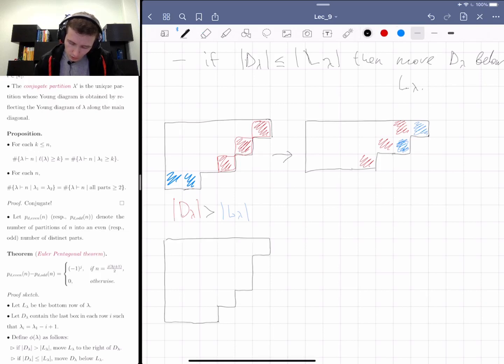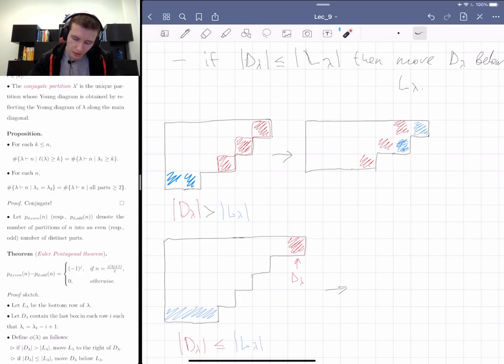No, that doesn't work. Yeah, maybe something like this. So d sub lambda, the size of d sub lambda is only 1 box, so it's less than or equal to the size of L sub lambda. And therefore, what I do is I move this one box, right?